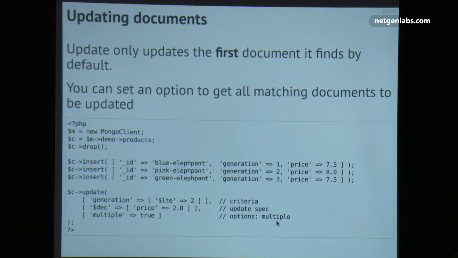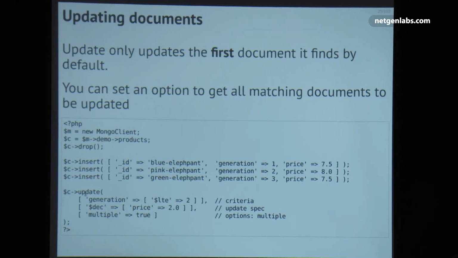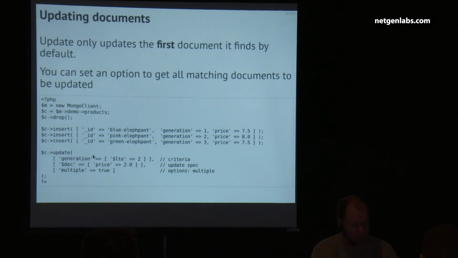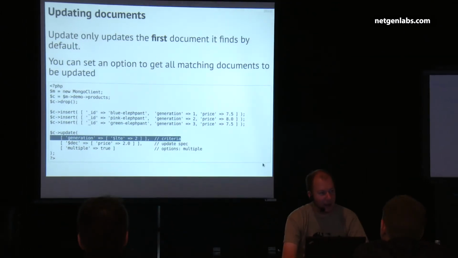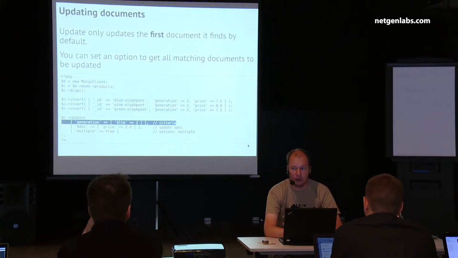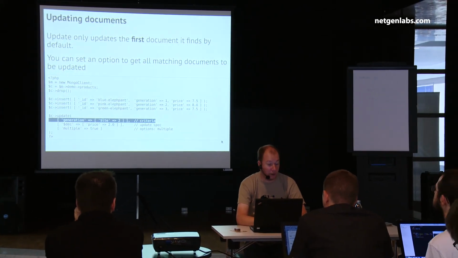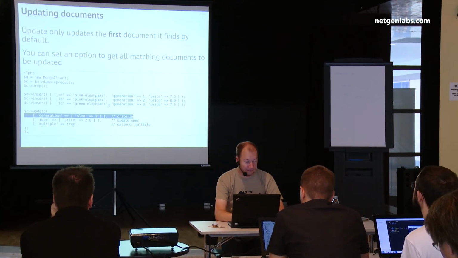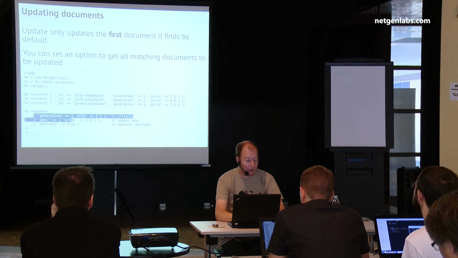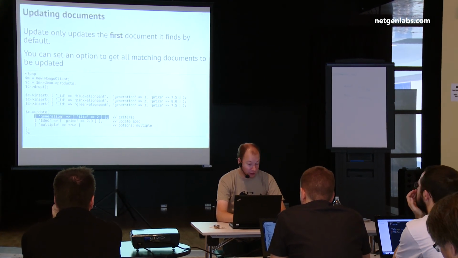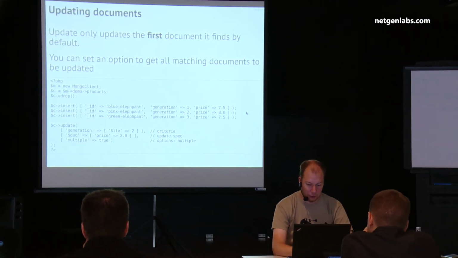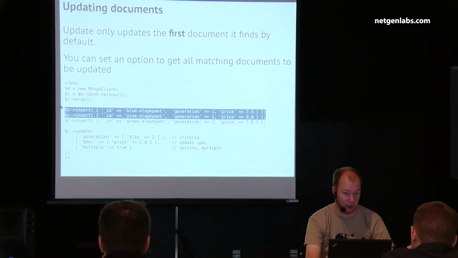All right, so updates to documents you can also do with an update command. The update method accepts a few arguments. The first one is the same as a query argument. It's what you would pass as the first argument for finding documents. So after inserting those elephants, we're going to update all the documents where this query matches, where the generation is less than or equal to 2, which would be those two documents, right?